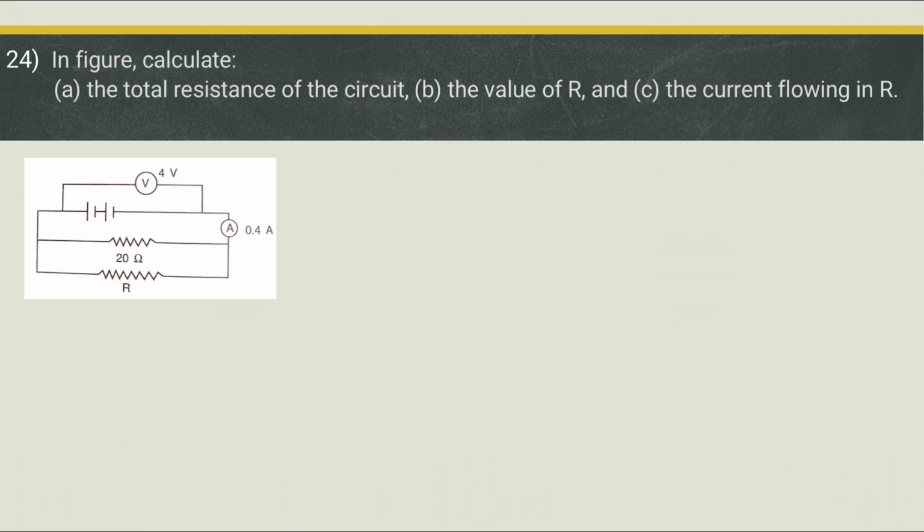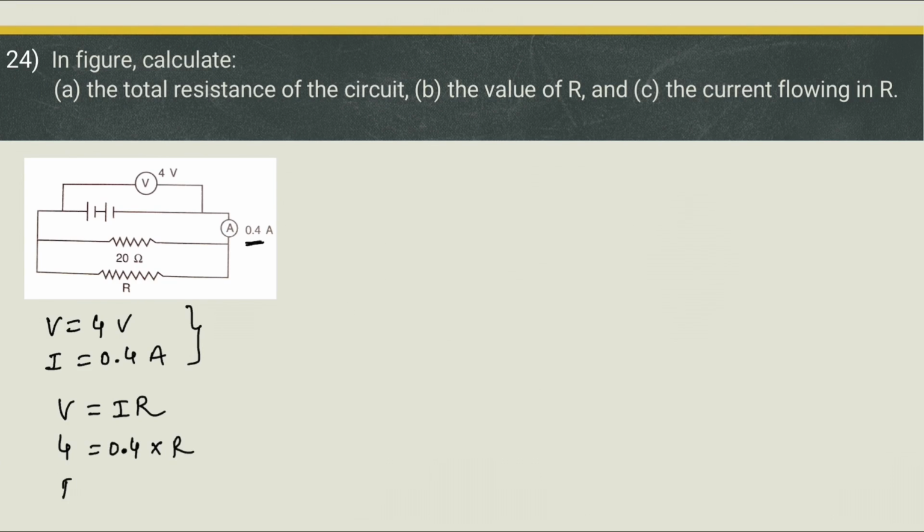So here the voltmeter is connected across the battery and it reads 4 volt, meaning the potential difference or terminal voltage is 4 volt. Ammeter reading is 0.4 ampere, that is the total current of the circuit. So using these two pieces of information, we can find the equivalent resistance, or the total resistance of the circuit. V is equal to IR. V is 4, current is 0.4 into R. So the resistance value is 10 ohm.